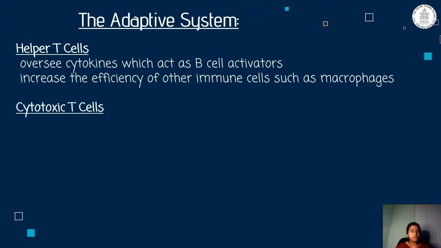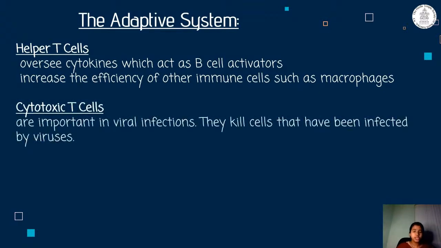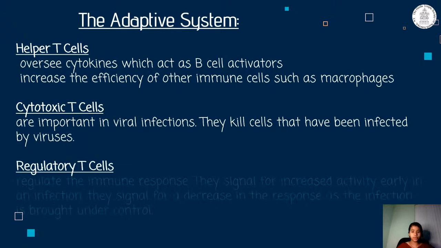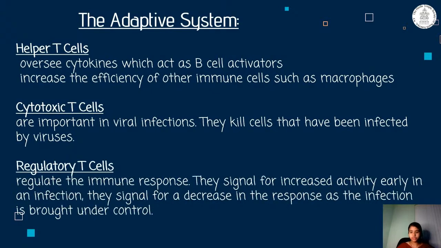We have cytotoxic cells, which are important in viral infections. They kill cells that have been infected by the viruses. Regulatory T cells regulate the immune response. They signal for increased activity early in an infection. They signal for a decrease in the response as the infection is brought under control.